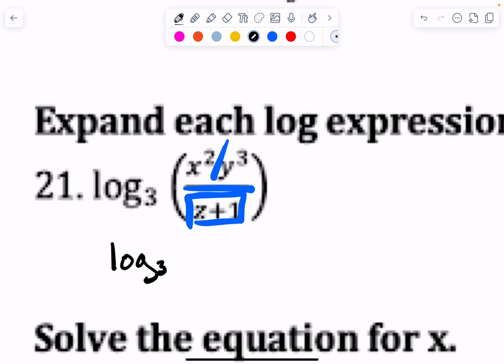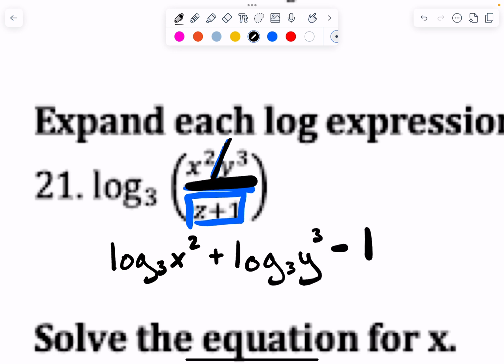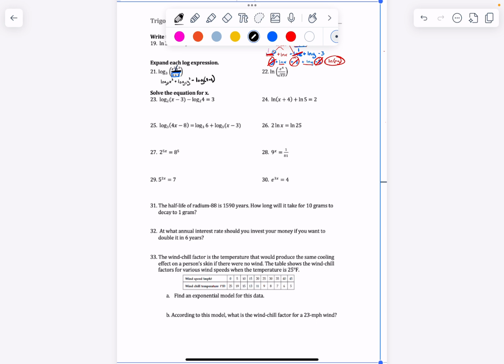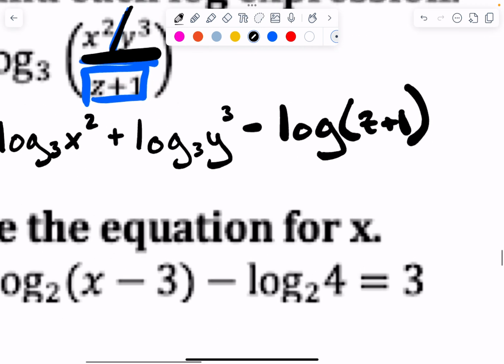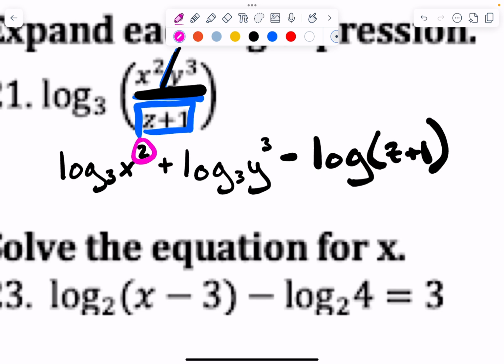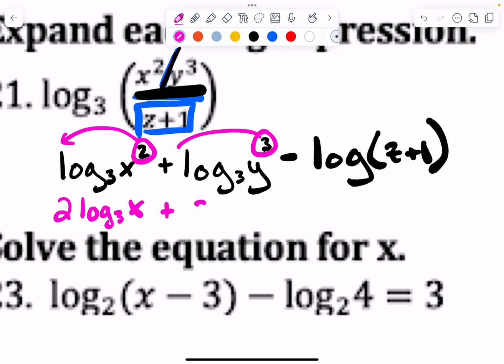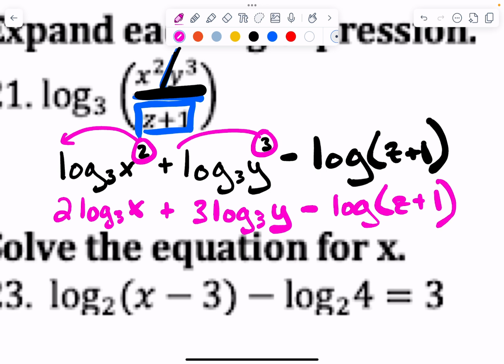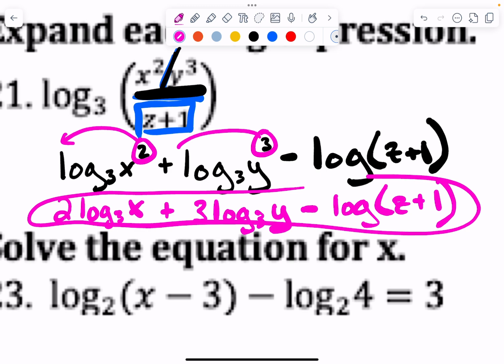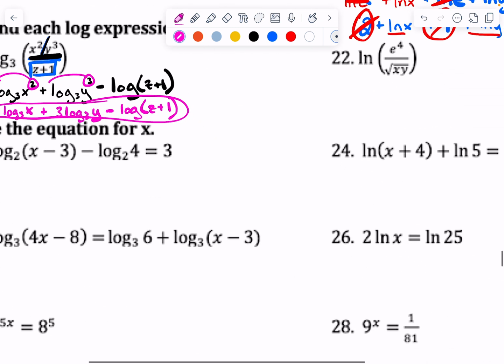Log base 3 of x squared. I'm going to change this multiply to an add and make it another log base 3 of y cubed. And then I have division, so I'm going to have minus log of z plus 1. Now there's one more thing I can do, and that is to bring the exponents down in front. So this will be 2 log base 3 of x plus 3 log base 3 of y minus log of z plus 1. That one doesn't have an exponent on the front, but it is completely expanded and broken down into all the parts. So there we go.